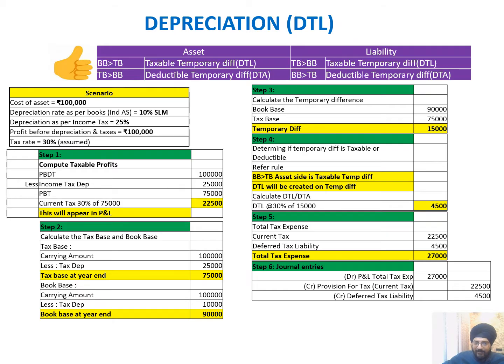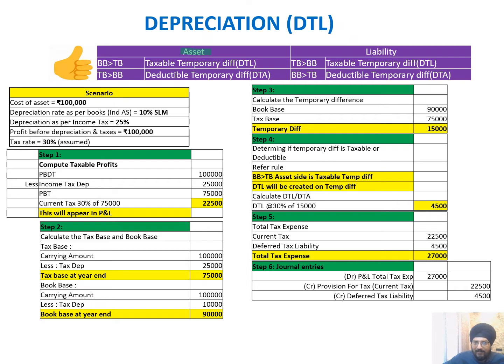Okay, so we are here with the first example, DTL with the help of depreciation. Before actually jumping into the example, I just quickly want to emphasize the key thumb rule. You can see a thumb here. So we are talking about the thumb rule here.